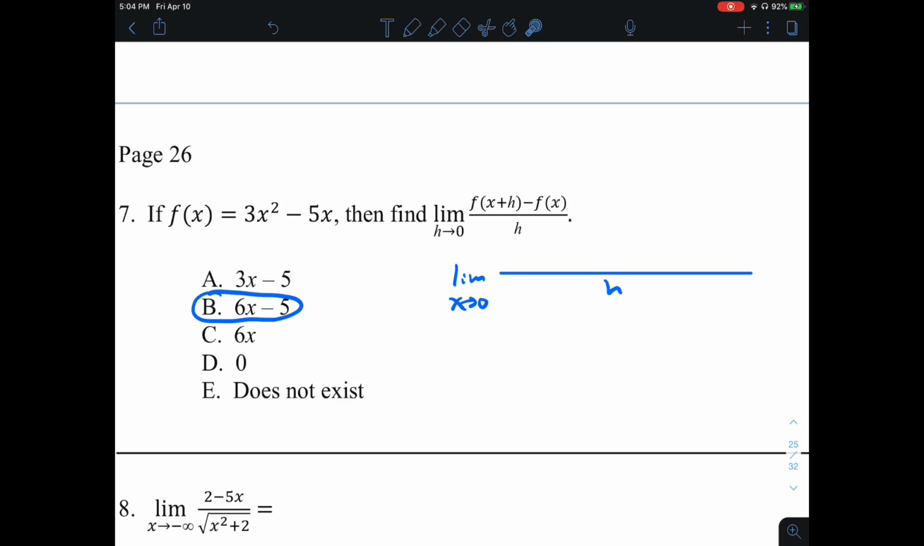So we're supposed to take, at the top of this fraction, replace all the x's in function f with x plus h. So it's 3 times x plus h, quantity squared, minus 5 times the sum of x and h. That's the beginning. Supposed to subtract from that f of x, which is 3x squared minus 5x.